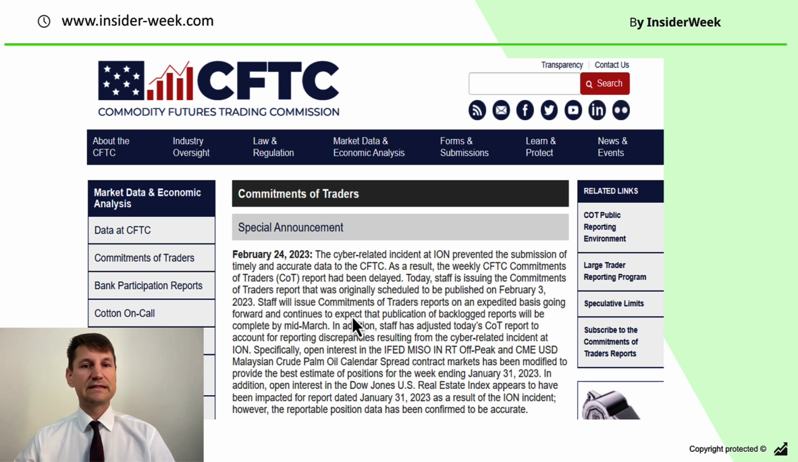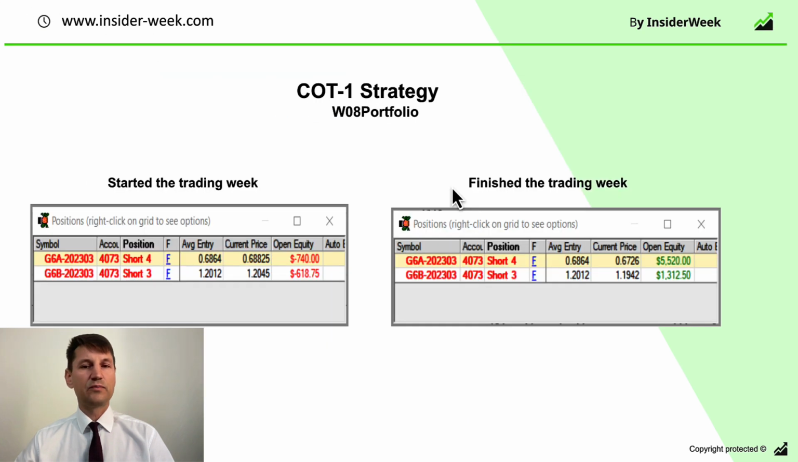They are still active, and based on these COT signals we did trades last week. We traded multiple strategies based on COT data. With the COT1 strategy, we started the last trading week with a portfolio with 2 open positions. We were 4 contracts short in Australian dollar and 3 contracts short in British pound.